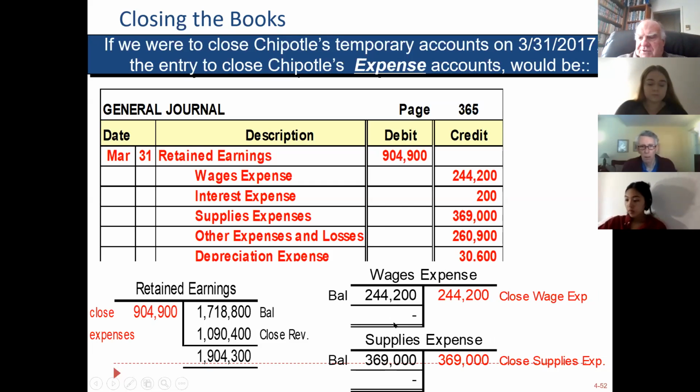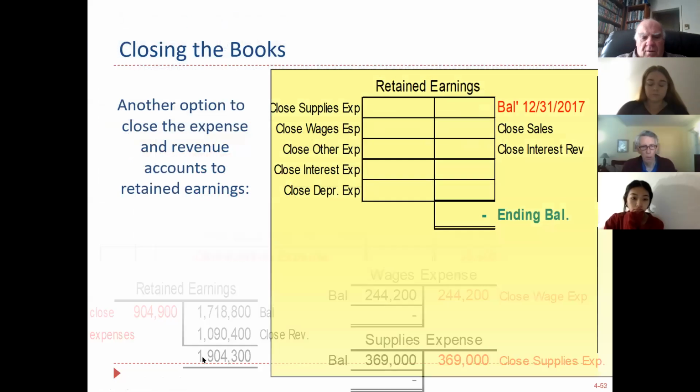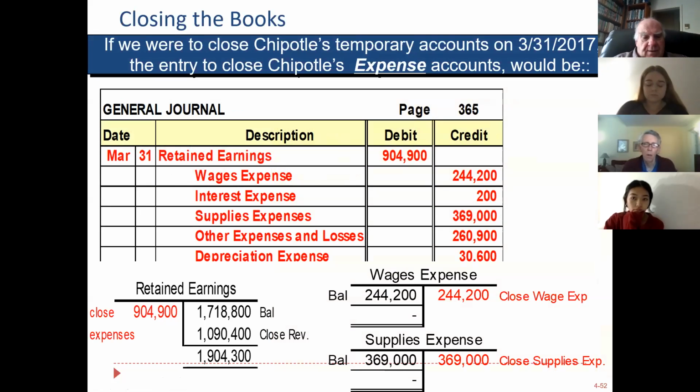All of our revenues and expenses are now zero. Our retained earnings at the beginning was 1,708,000. We had revenues of 1,009,000, which increased it. We had expenses of 904,900, which decreased our equity in the form of retained earnings. And we end up with this balance of 1,904,000. In other words, the 1,009,000 minus the 904,900 is our profit. Our equity has now gone up by that amount.